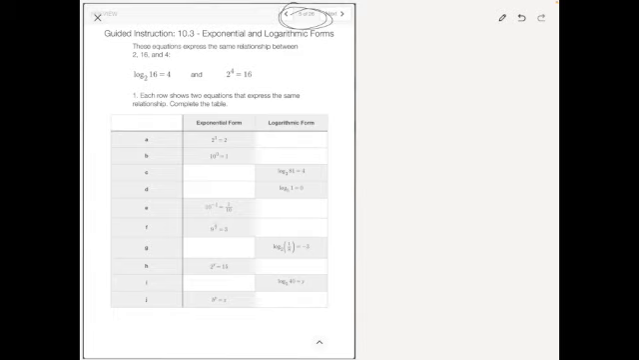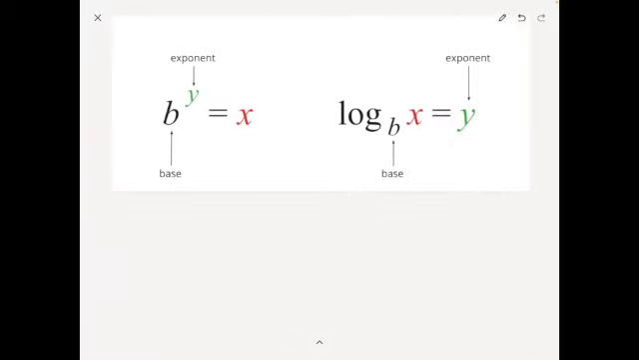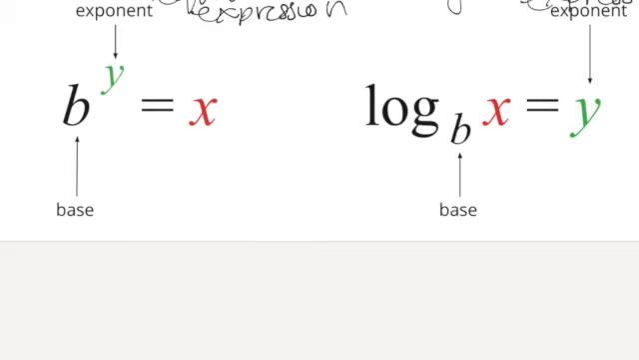And screen 5 is guided instruction. So it says these equations express the same relationship between 2, 4, and 16. We're told log base 2 of 16 equals 4, and 2 to the power of 4 is equal to 16. So I'm going to actually show you this picture really quick. We're shown an exponential equation and a logarithmic equation. So both of these are equal to each other. They are the same thing written in different ways, either exponentially or logarithmically.